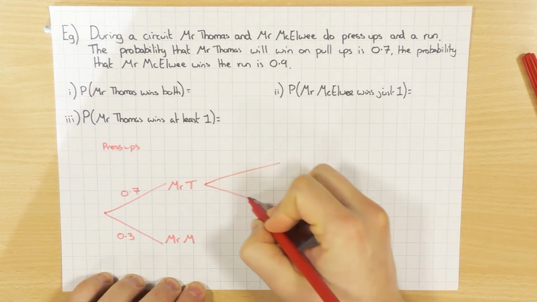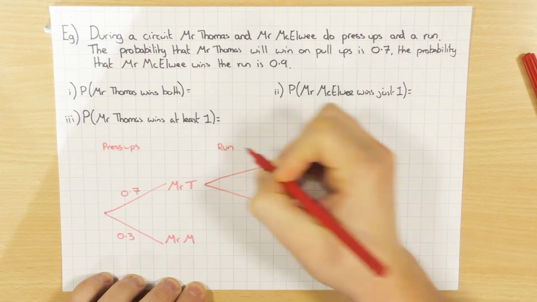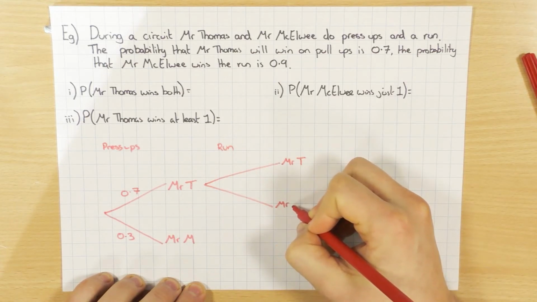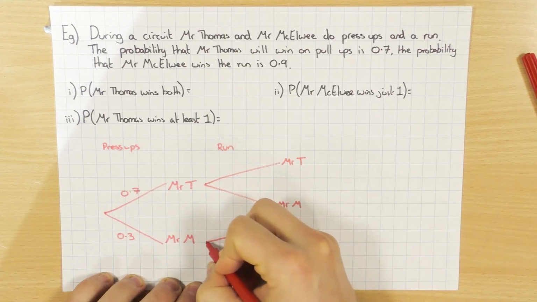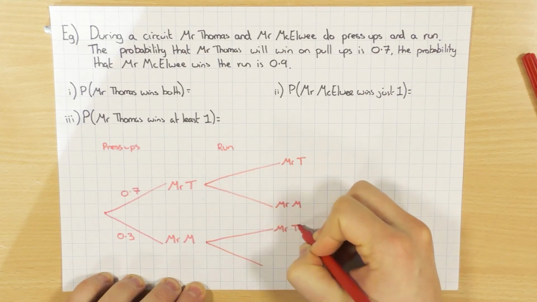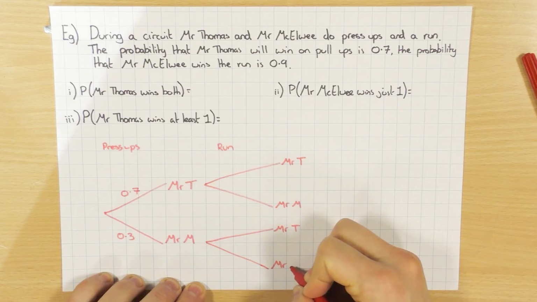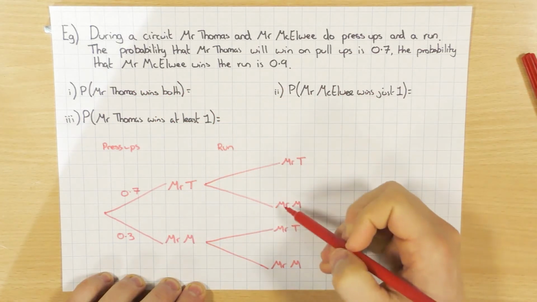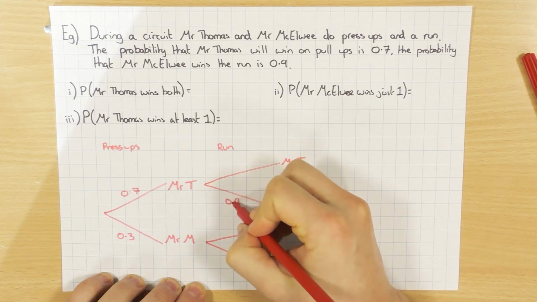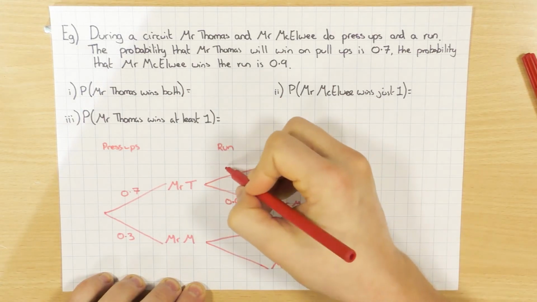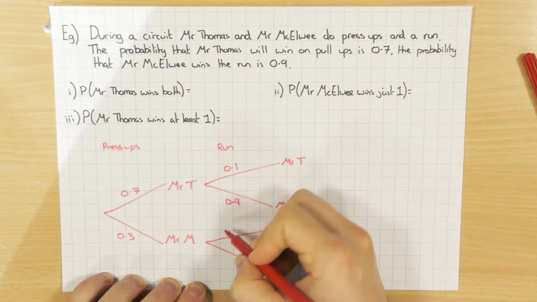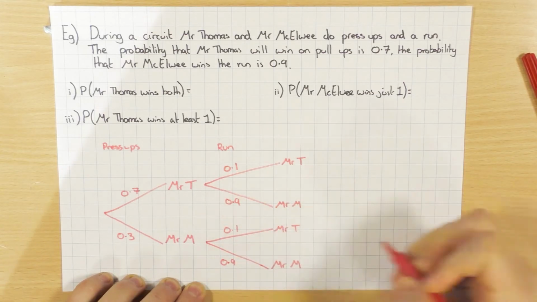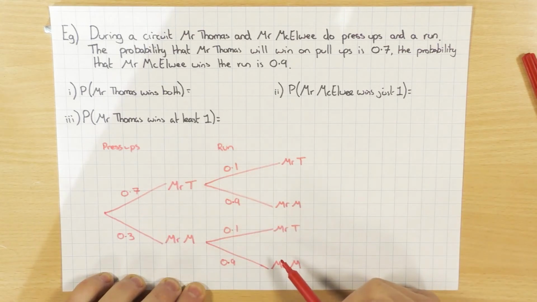The next one was the run. And again, Mr. T could win, Mr. McKelvey could win, Mr. Thomas could win, or Mr. McKelvey could win. And let's have a look at the probability here. So the probability that Mr. McKelvey wins is 0.9. So Mr. McKelvey would be 0.9. And again, branches need to add up to 1. So that would be 0.1. And obviously exactly the same down here, 0.9 for Mr. McKelvey winning, which means 0.1 for Mr. Thomas winning. So that's how you would draw your tree diagram.